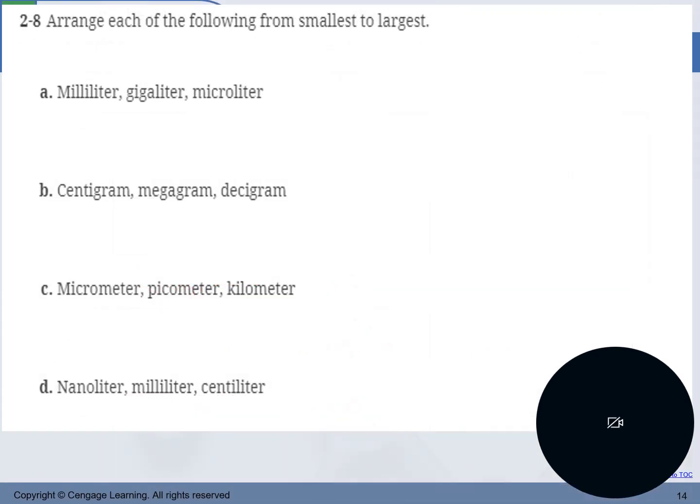Another learning check for us. Again, I encourage you to pause the video and then try to arrange these from smallest to largest. Doing it for number 1 would be microliter. That's that mu. I'll make it a little bit better. Microliter to milliliter to gigaliter.